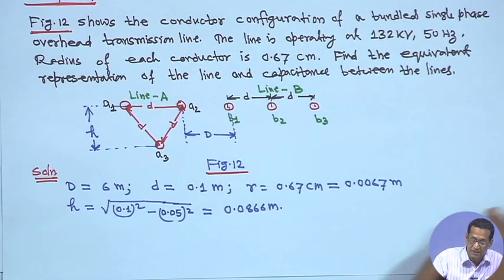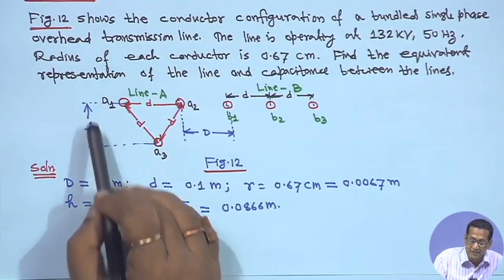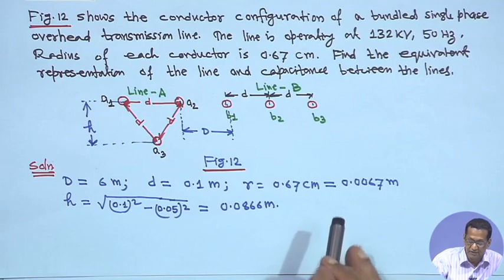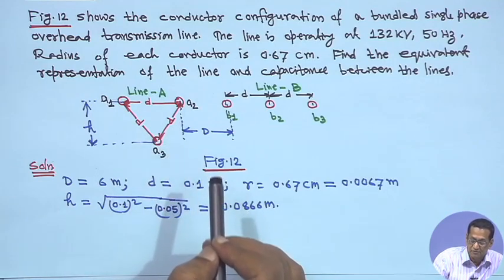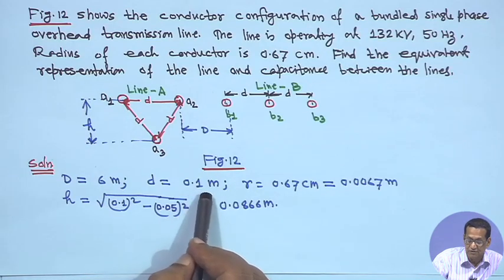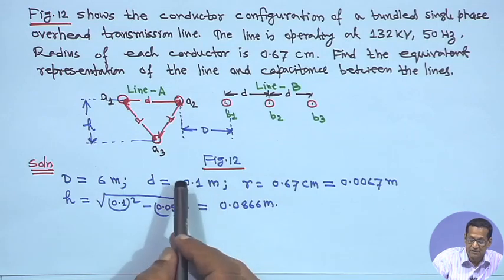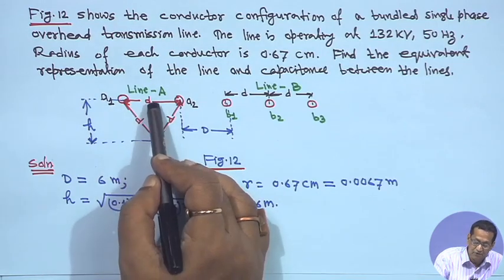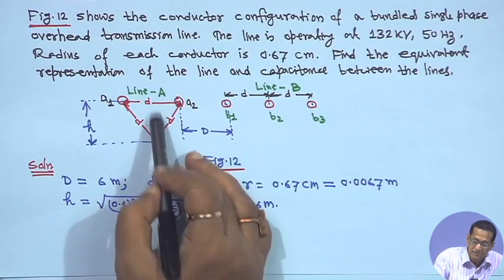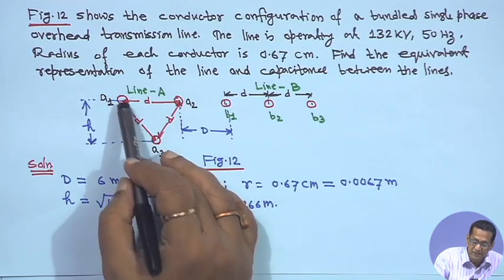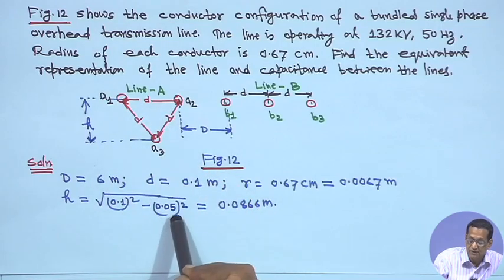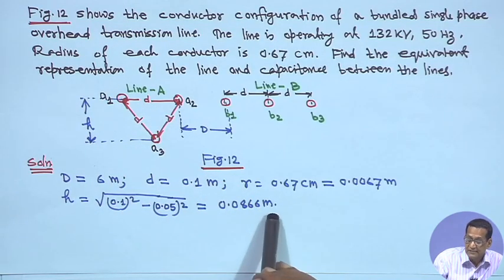Then you have to find out h, the height, because you require this. So, you will find root over 0.1 square minus 0.05 square, because d is equal to 0.1 meter, right. You draw a vertical line here, and that is your h. So, h is equal to root over d square minus d by 2 square, so root over 0.1 square minus 0.05 square is equal to 0.0866 meter.